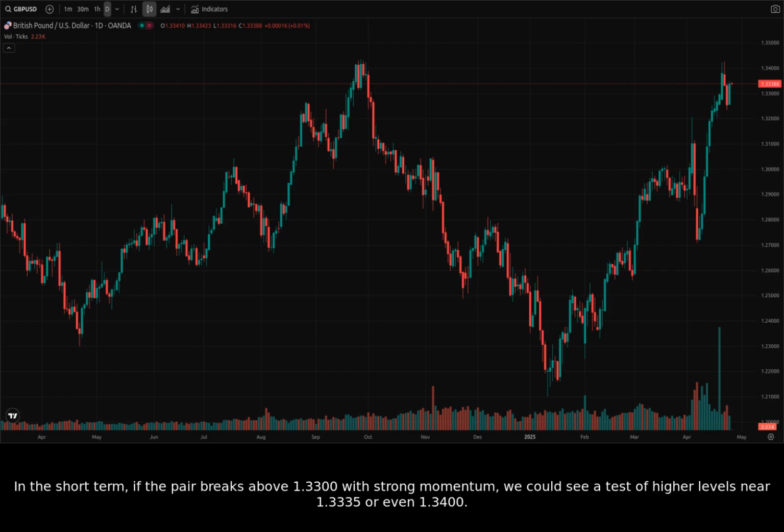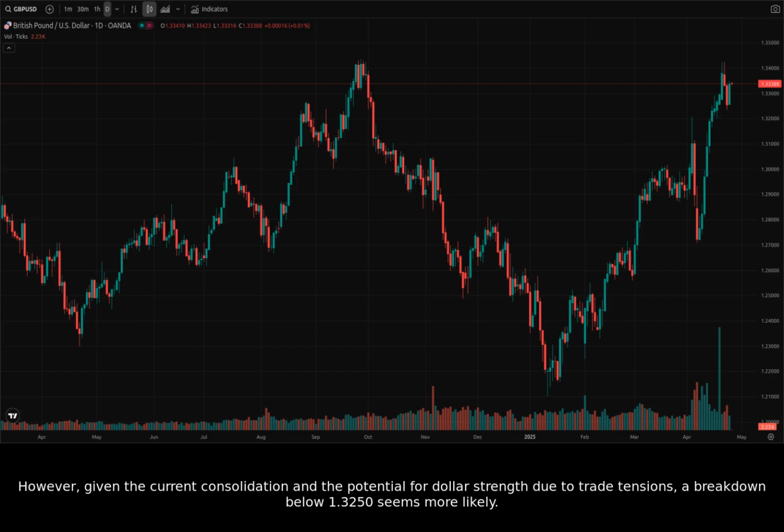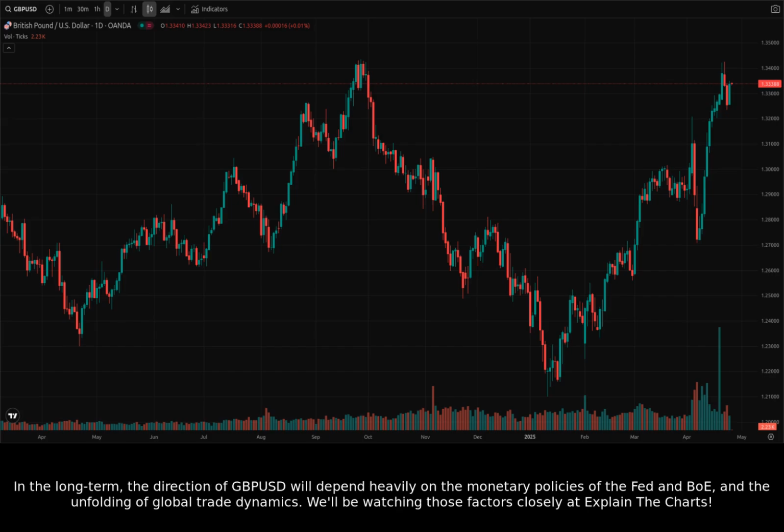In the short term, if the pair breaks above 1.3300 with strong momentum, we could see a test of higher levels near 1.3335 or even 1.3400. However, given the current consolidation and the potential for dollar strength due to trade tensions, a breakdown below 1.3250 seems more likely. In the long term, the direction of GBPUSD will depend heavily on the monetary policies of the Fed and BOE and the unfolding of global trade dynamics. We'll be watching those factors closely at Explain the Charts.